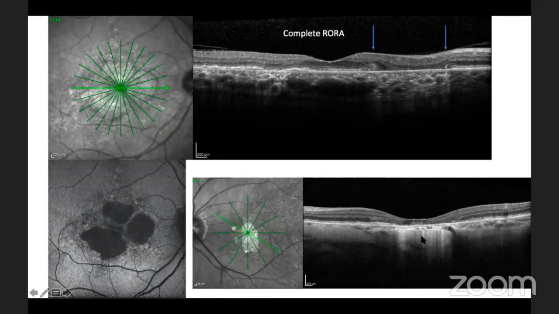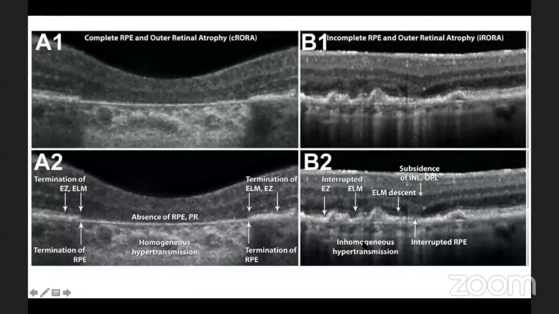Here is another patient where you see complete RORA. The authors have given prototype images in their articles. This is, as I've shown, complete RORA, where you have atrophy of the retina as well as the retinal pigment epithelium. There is total atrophy of the outer retinal layers, and there is homogeneous transmission into the choroid.